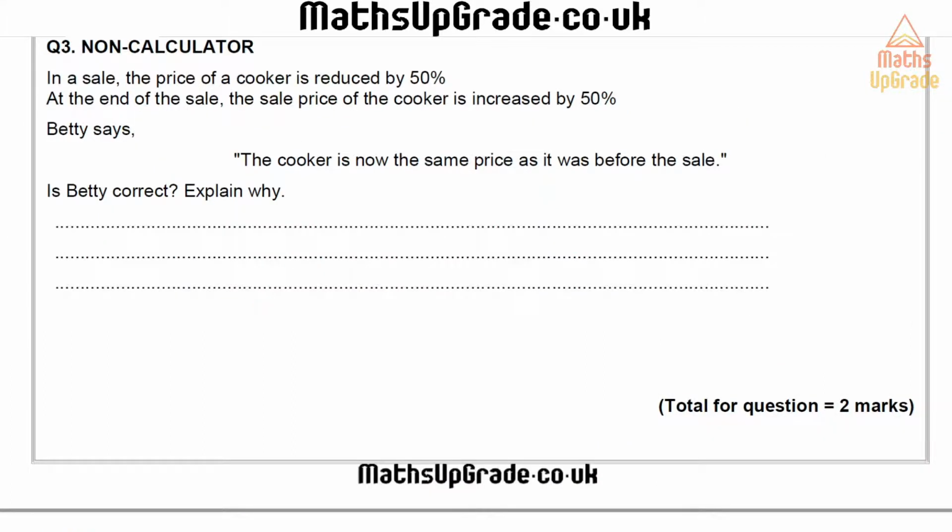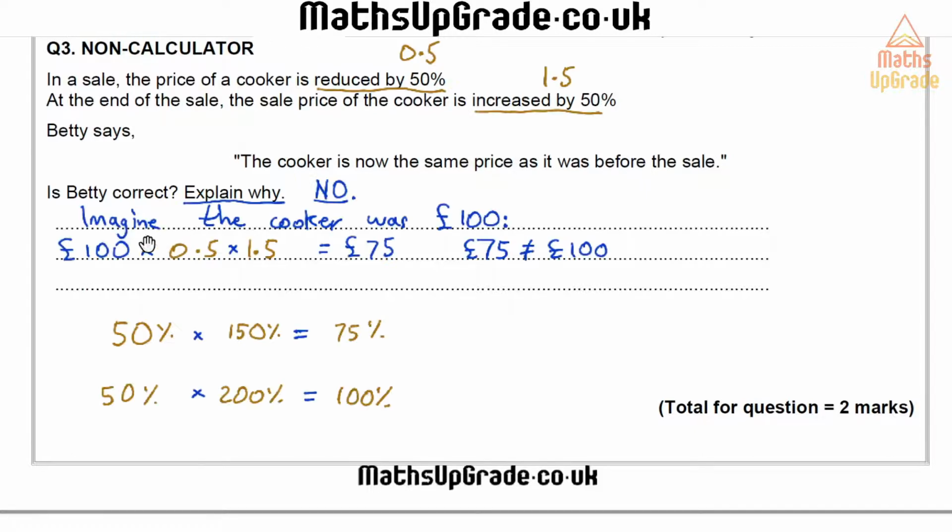Question 3. In a sale, the price of a cooker is reduced by 50%. At the end of the sale, the price of the cooker is increased by 50%. Betty says the cooker is now the same price as it was before the sale. Is Betty correct? Explain why. In these sorts of questions, you can always put in an imaginary value for the price of the cooker. The original price of the cooker, imagine if it was just £100.